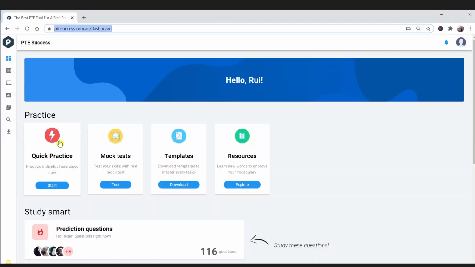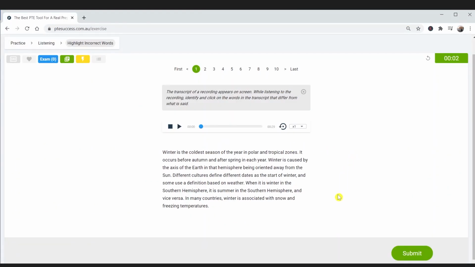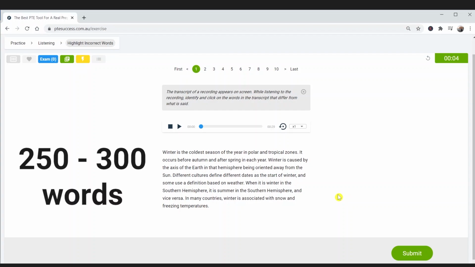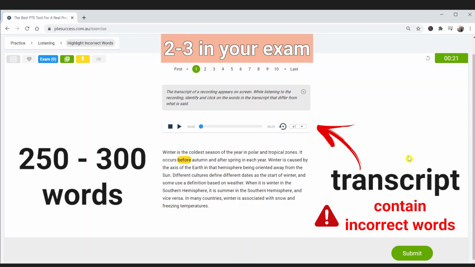Highlight incorrect words really test your ability to stay focused and your ability to read and listen at the same time. You're given a paragraph of text like this on the screen, and it's usually between 250 to 300 words long. The paragraph is supposed to be a transcript of the recording you are about to hear, except that a few words are not the exact match. Your job is to highlight those words by clicking on them. You will get 2 or 3 of these in your test.